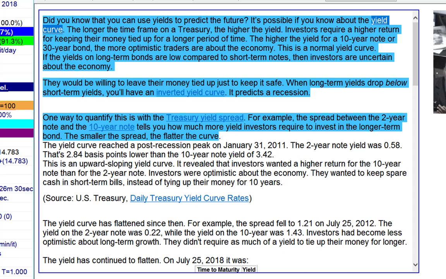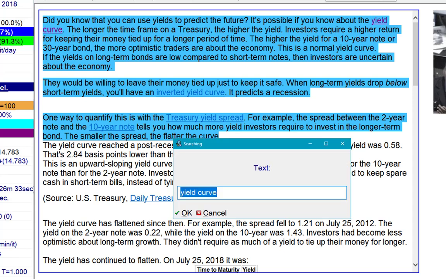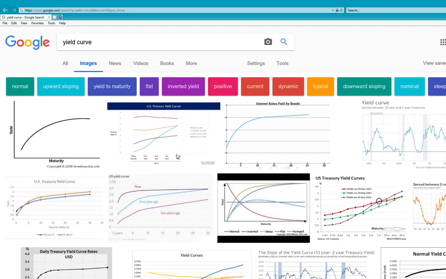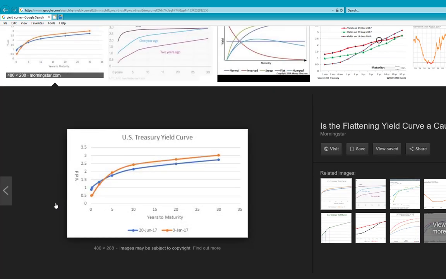Let's search for yield curve at Google Images. Yield curve. Images. Okay. Sounds like something. Maturity. What's maturity? Interest rate, paper bonds. Yield curve. Is there an explanation anywhere? Oh, let's see this one. Years to maturity, okay. Yield. I think it clears things up.